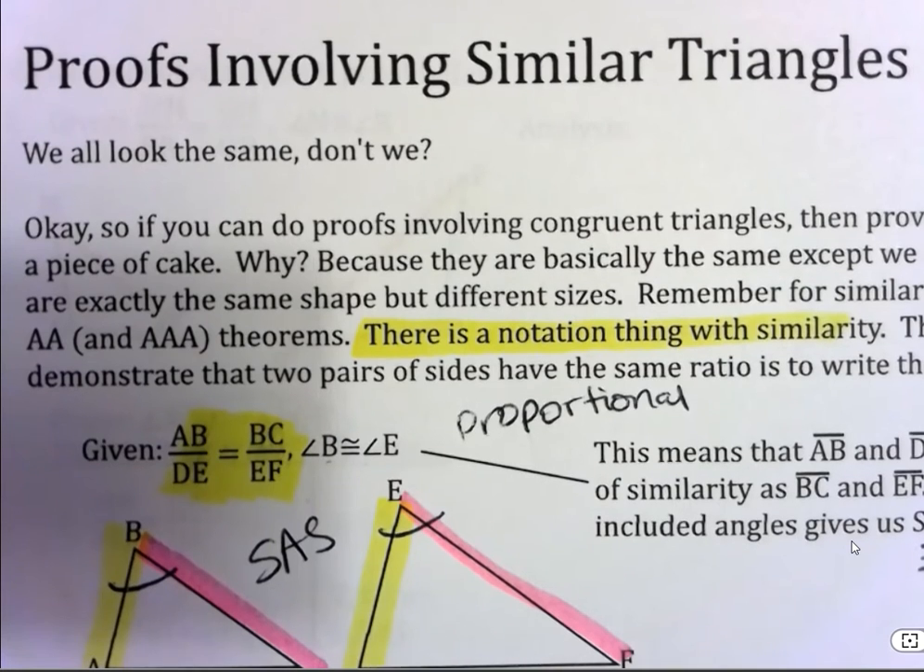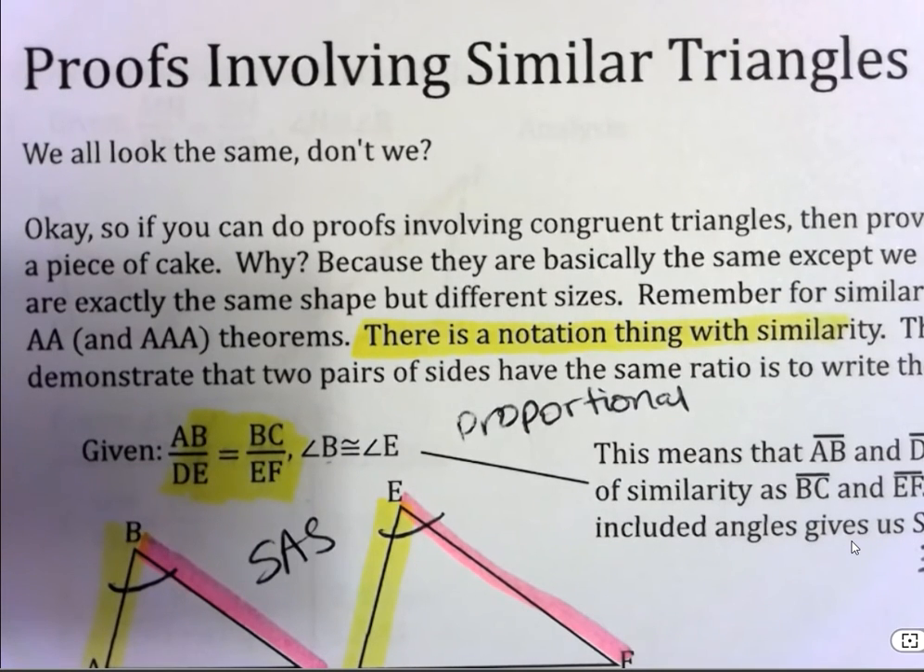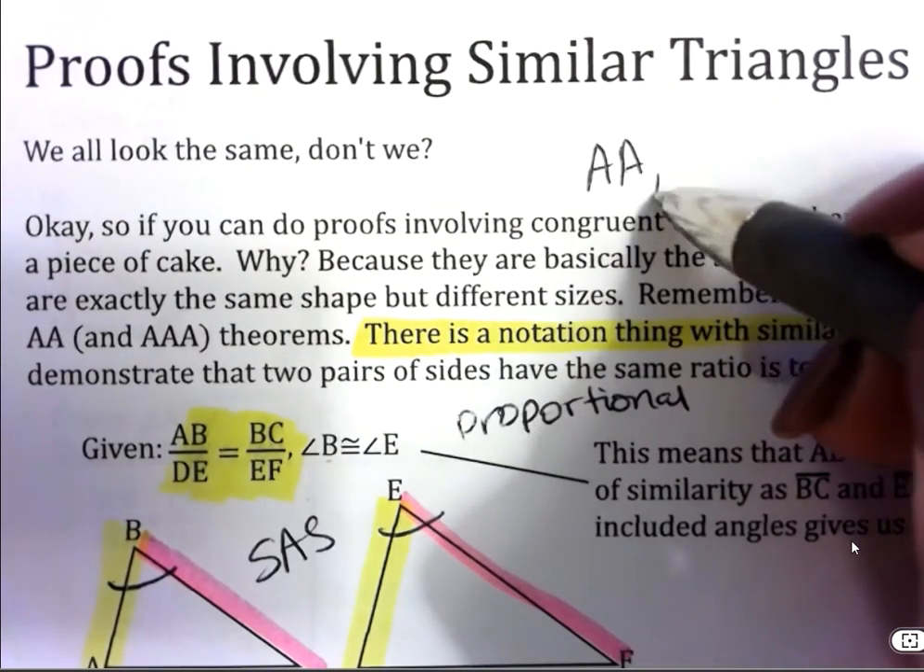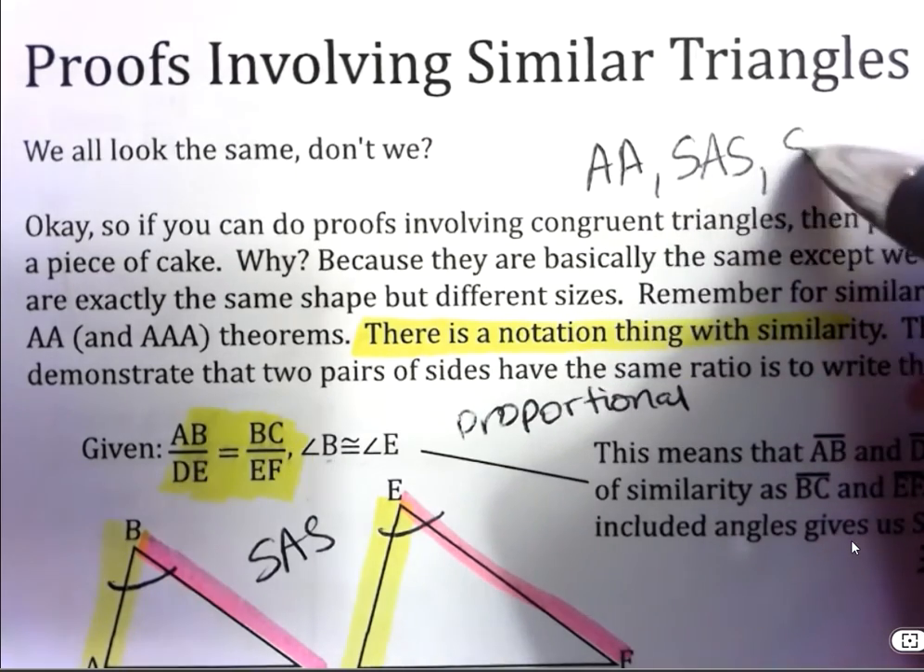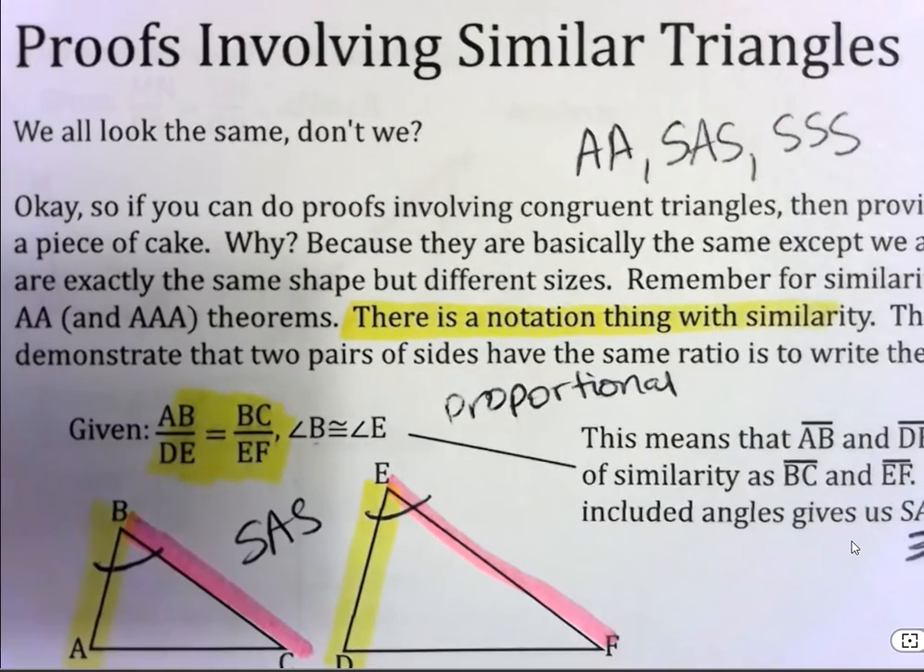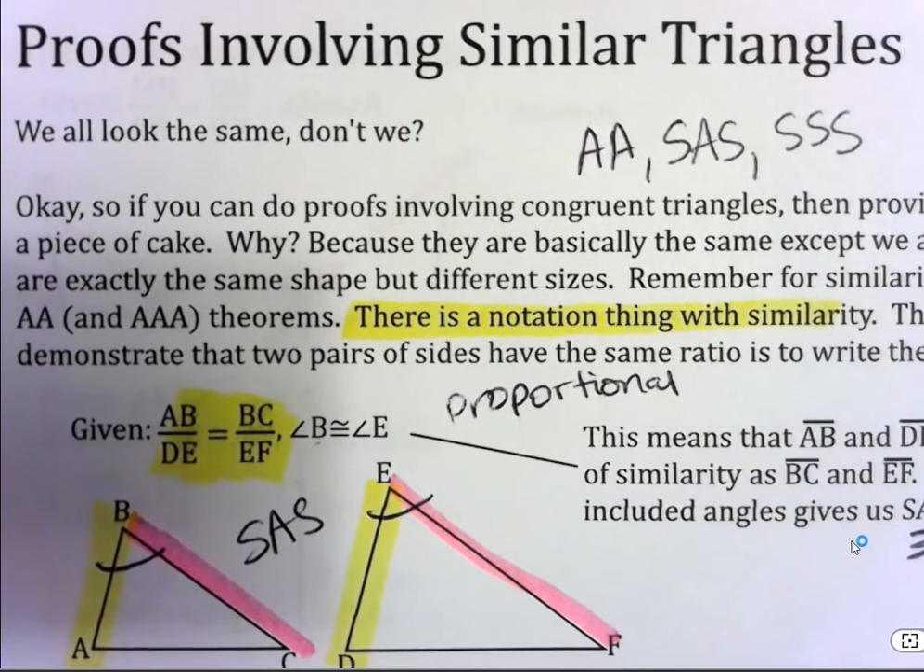Students, in this video I am going to show you how to write proofs involving similar triangles. This is going to involve us using the AA postulate, the SAS postulate, and the SSS postulate. You should be doing proofs only after you have mastered how to identify those three conditions to prove similarity.